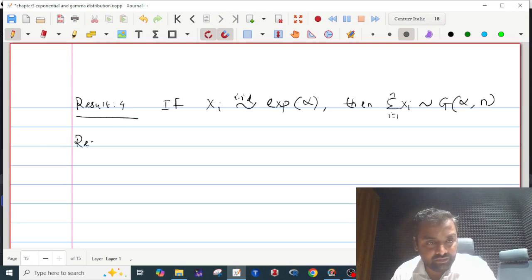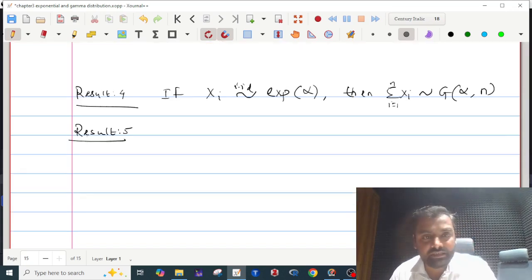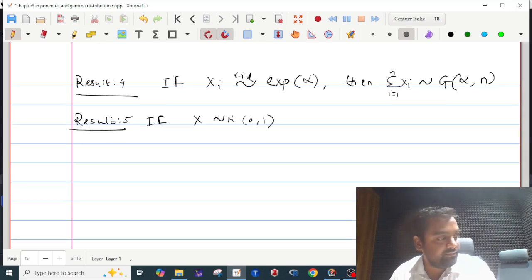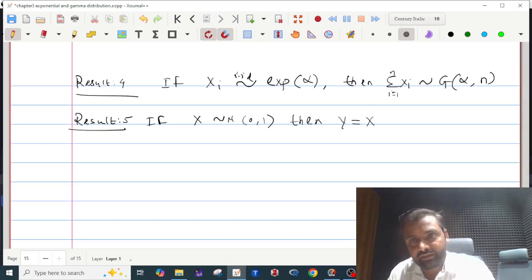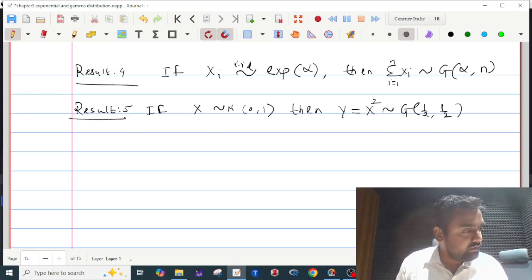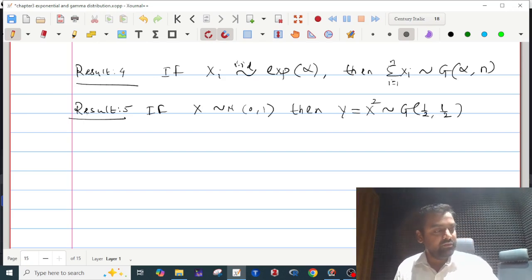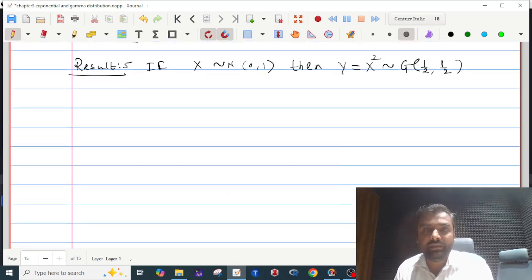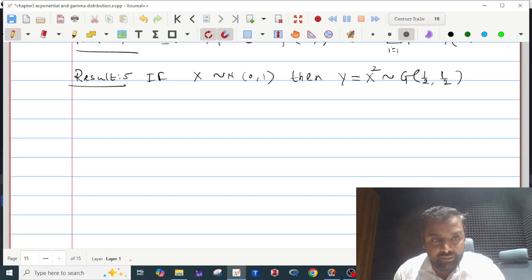Next result also we will just provide as a statement. Result is: if x is standard normal, then its square is chi-square 1, that is gamma 1 by 2 comma. These are the results about gamma distribution. Now we will solve some examples on gamma distribution.